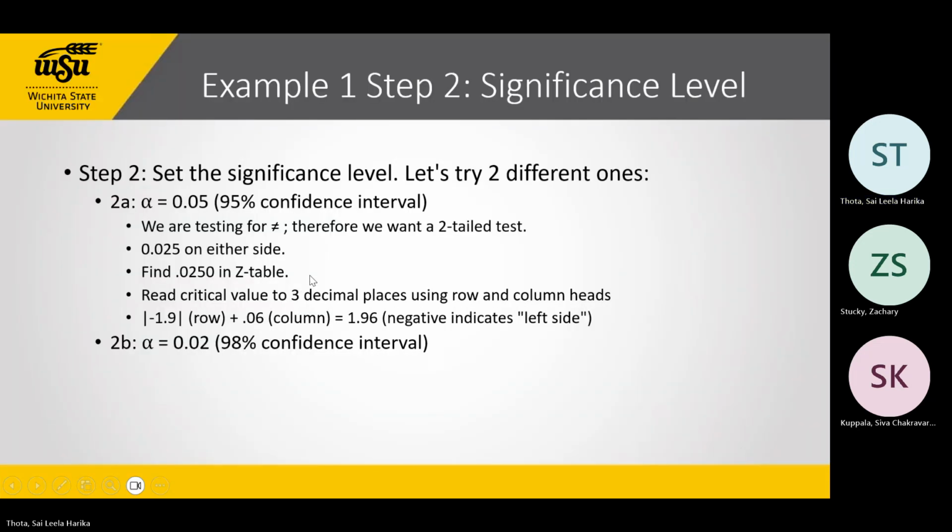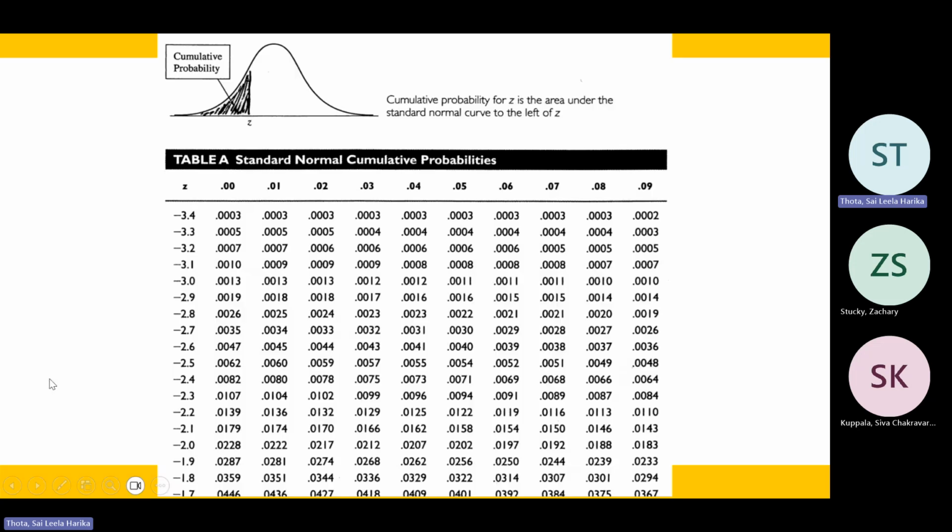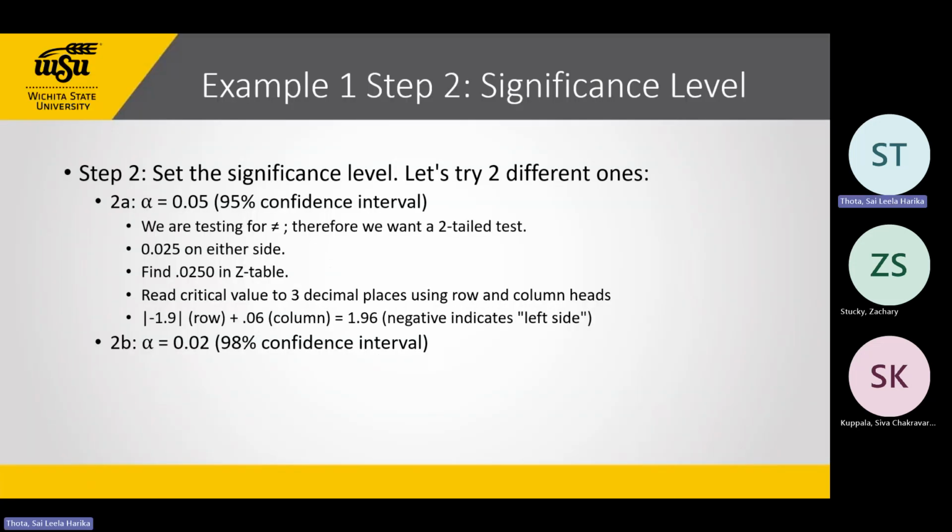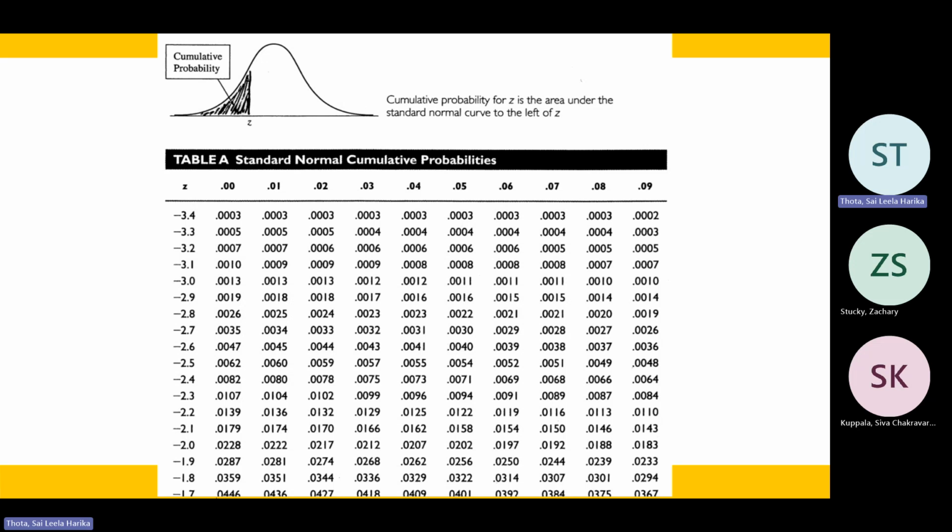You need to read the critical values to two decimal places using the row and column. So let us see the actual values. 0.025, where is it? 0.02. Yes, so here this is the value 0.025. For this, if you observe, the row value is minus 1.9, and here, if you observe the column value, it is 0.06.